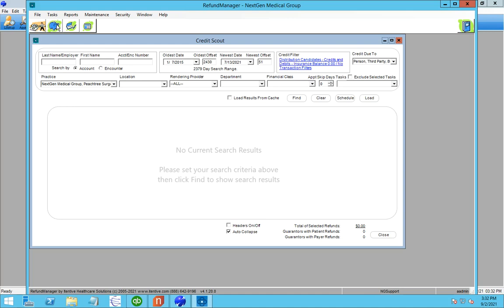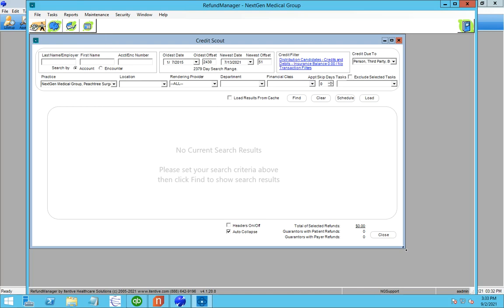No longer will they receive printouts or Excel spreadsheets or other reports where they have to key in the vendors and check information. RefundManager can either create a file that'll be imported or talk directly to the accounting system. When we complete our loop today, we're going to import in the check information through RefundManager into NextGen.